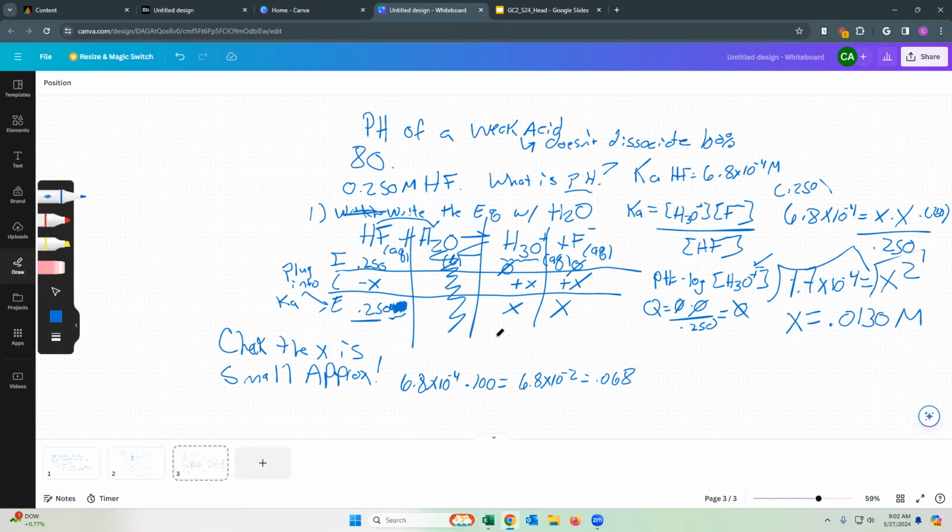All right. And remember, that's my equilibrium concentration of H3O plus, but I want the pH. So pH equals minus log H3O plus. So if H3O plus is 0.0130, pH equals minus log of 0.0130.